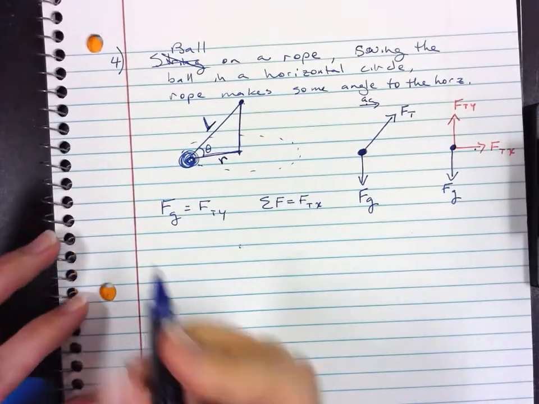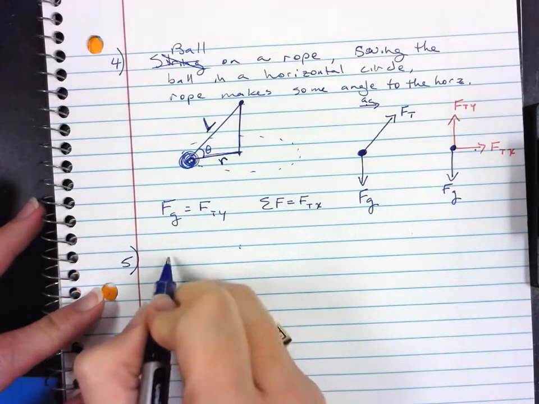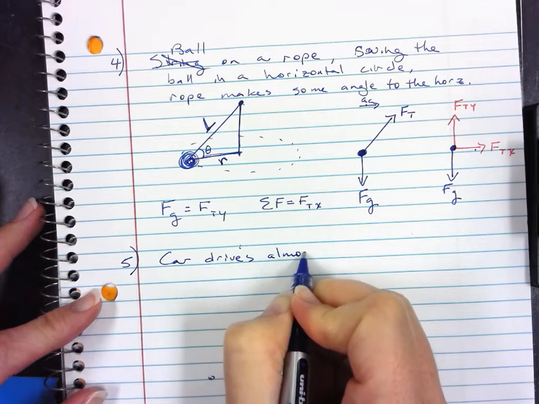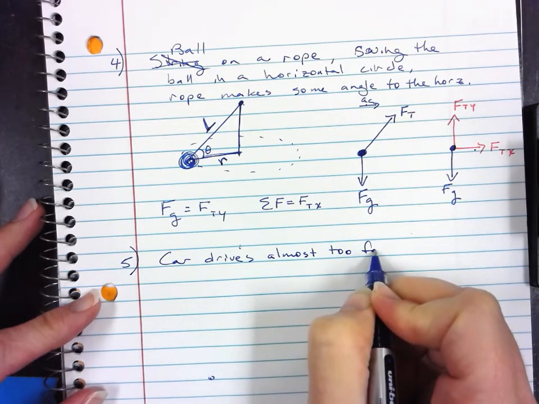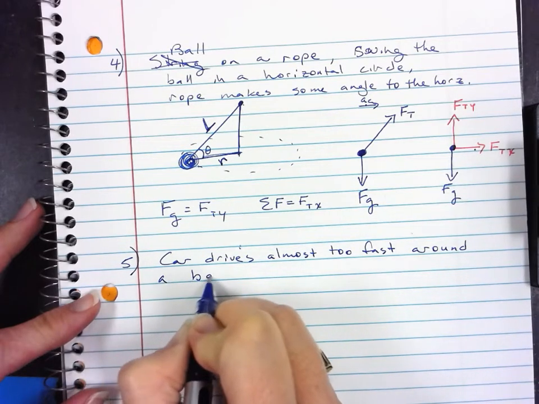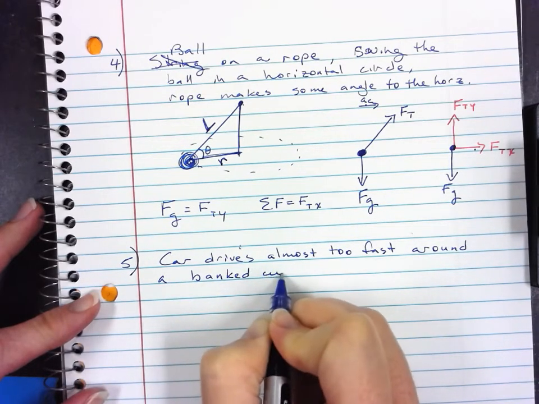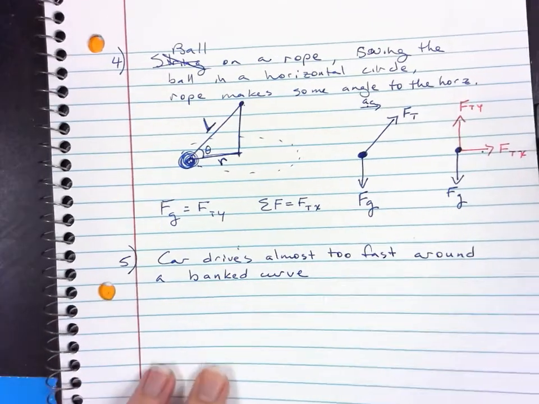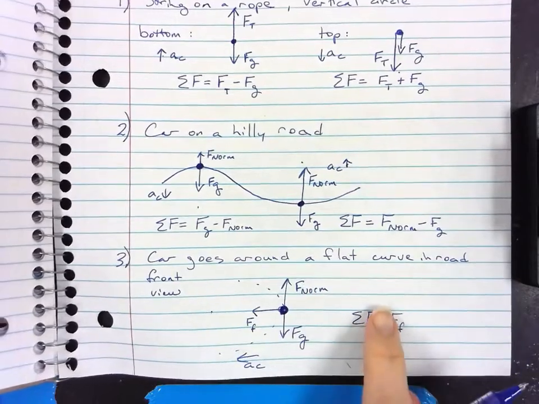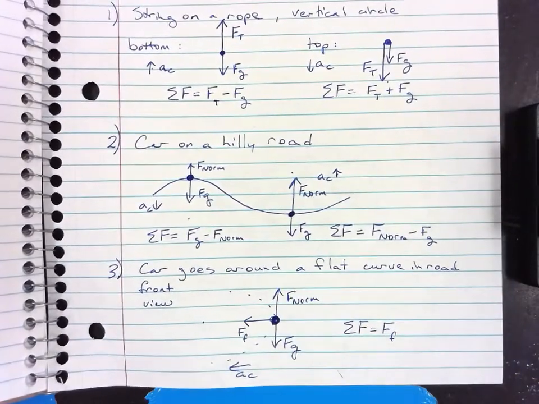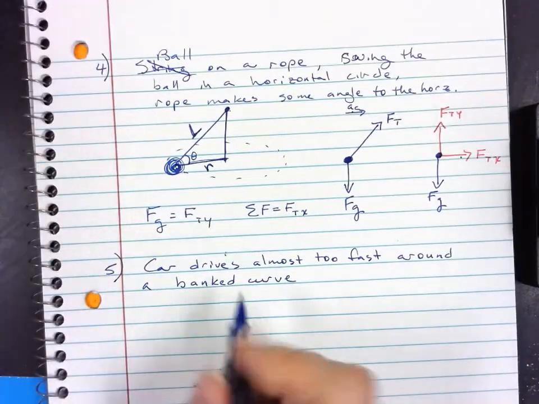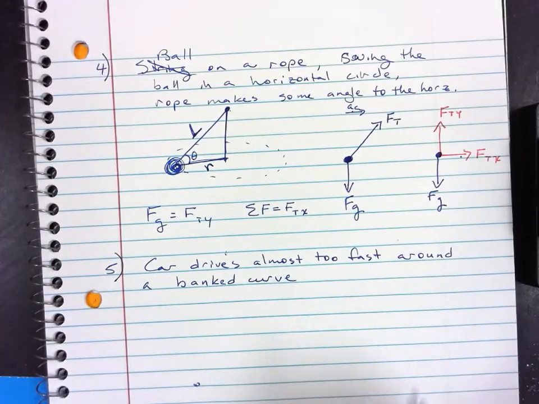And then last one, a car drives almost too fast around a banked curve. So a moment ago in number 3, let me flip back to it, we had a car going around a flat curve in the road. Well, when you're on traffic ramps to get on the highway, you have a banked curve. So that's a curve at an angle.